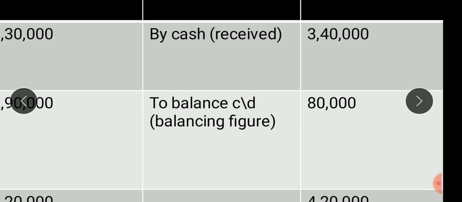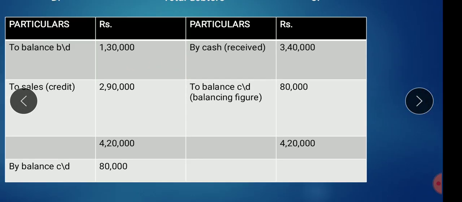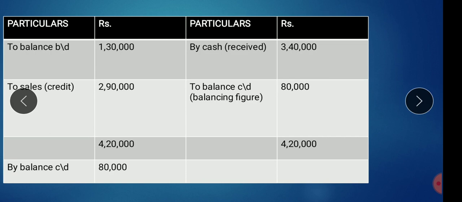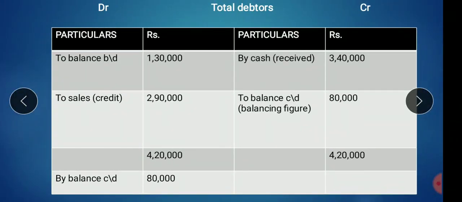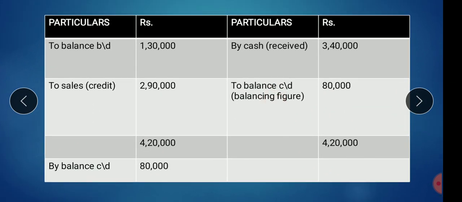After entering the items, total both sides. So the debit side is the highest value, the credit side is the lowest value. The highest value is 4,20,000, and the same value represents both sides. The highest value 4,20,000 is on the debit side, 3,40,000 is the credit side value. 4,20,000 minus 3,40,000, the result is 80,000. The remaining value 80,000 means the closing debtors value.